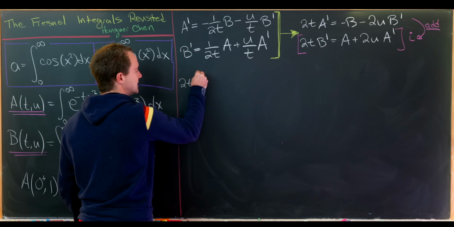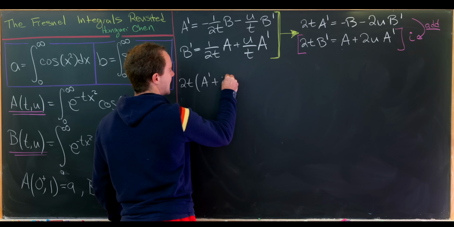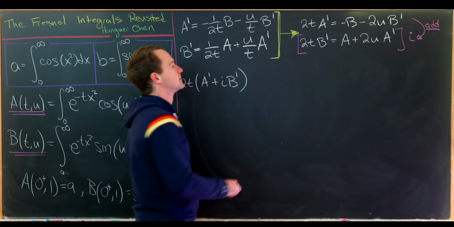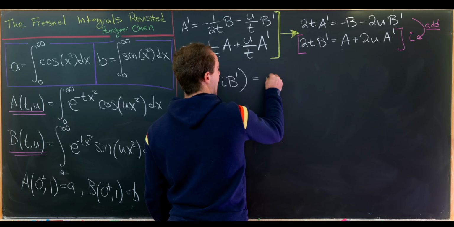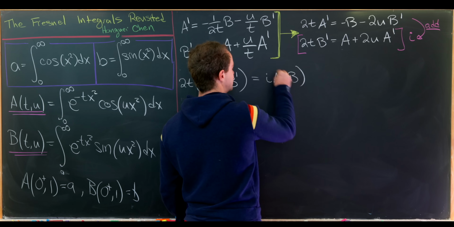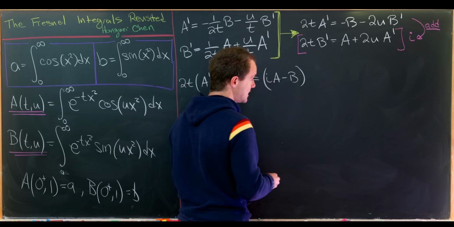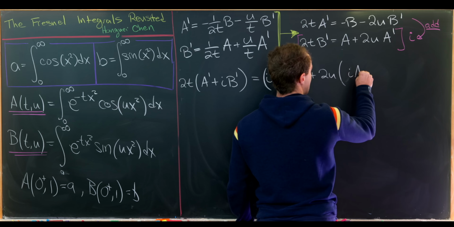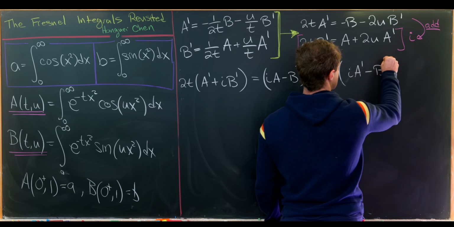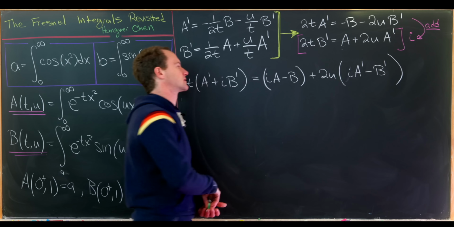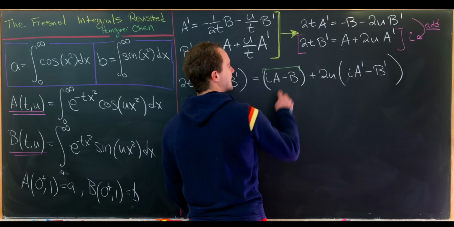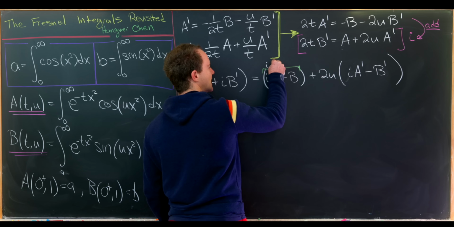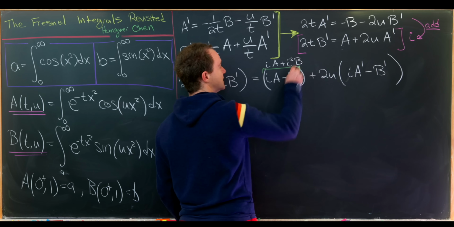We'll have 2t and then a prime plus i times b prime. That's what we get over here on the left-hand side of the equation. And then we'll have i times a minus b. That's what we get for these two terms right here. And then plus 2 times u, i times a prime minus b prime. And now from here we're going to do a nice little trick where I take this negative b and rewrite it as plus i squared times b. So in other words, we'll have i times a plus i squared times b here.